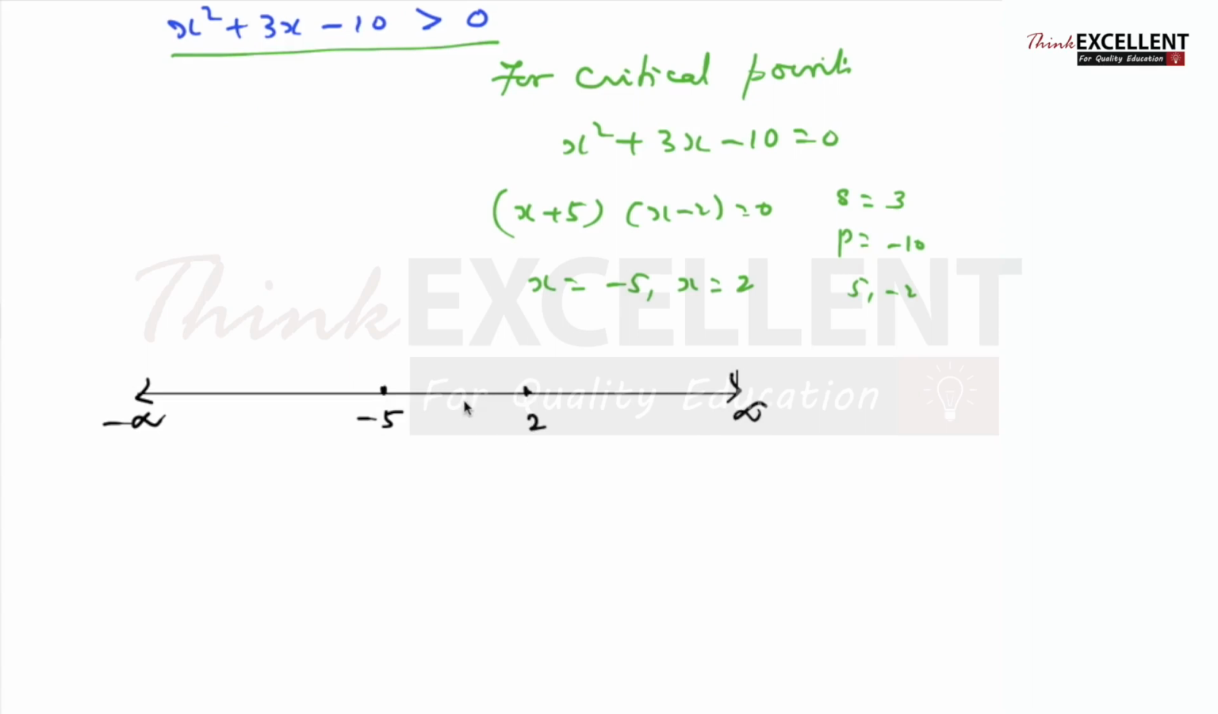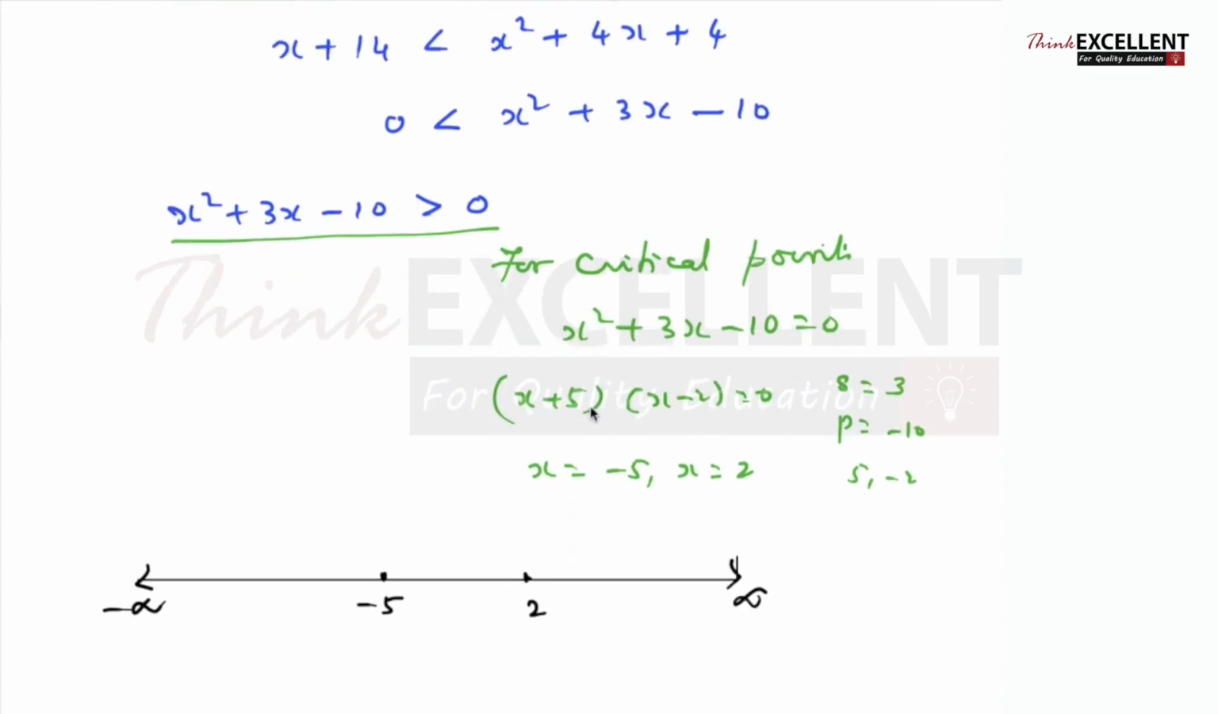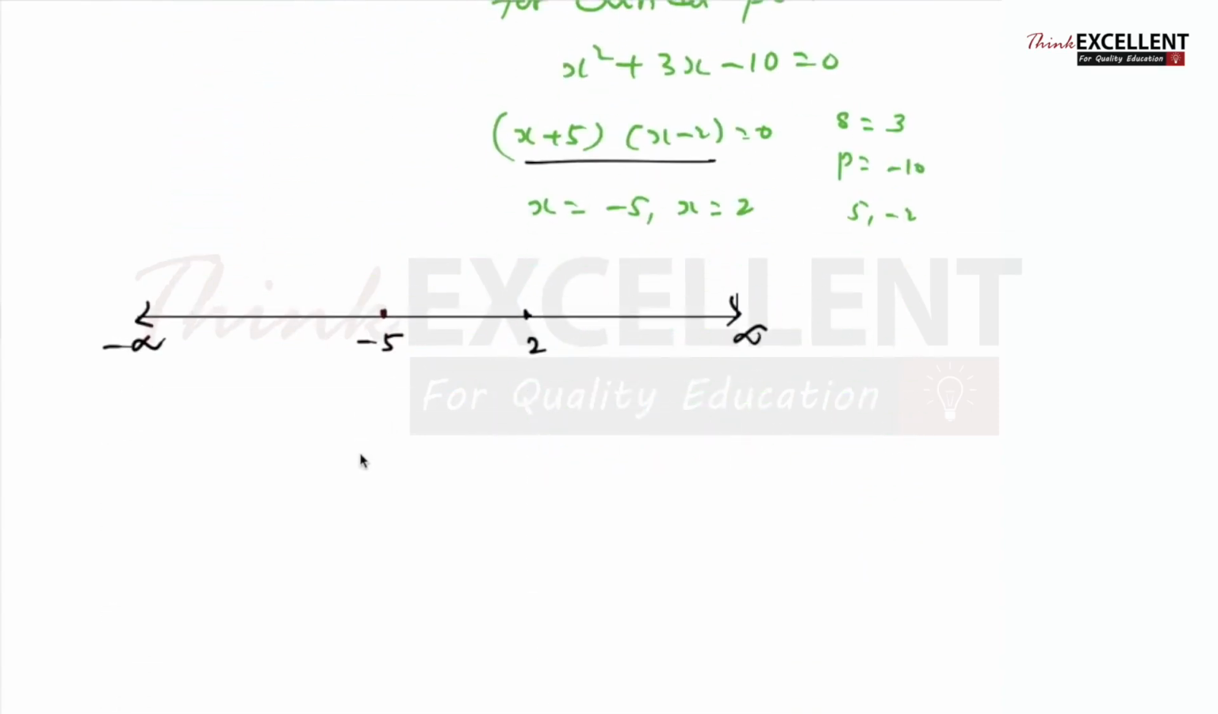Now like the previous question, what are the two factors you are getting here? These are the two factors: x plus 5 and x minus 2. Then the product is written as f of x, x plus 5 into x minus 2. Now you take the intervals.